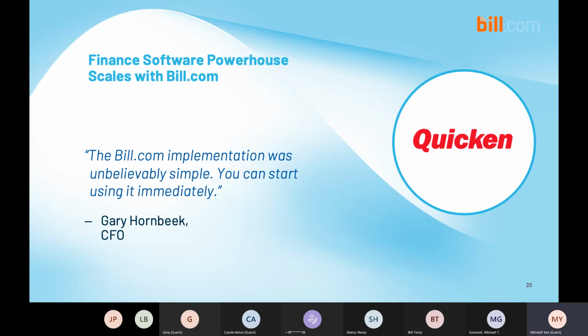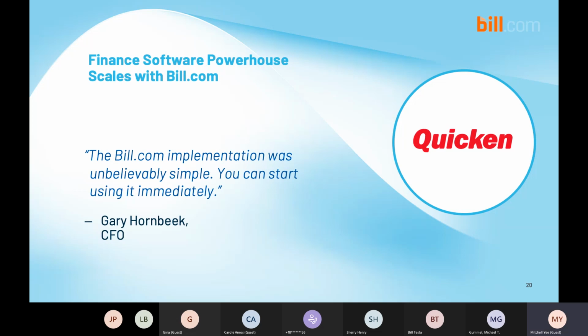Quicken. Quicken is the best-selling personal software in the US. Unlike other systems, Bill.com integrates very quickly with our accounting software. Most customers are up and running within a couple of days. Just very simple and unbelievably simple for Gary Hornbeek, the CFO. Right here in the quote, you can start immediately, and that's true.